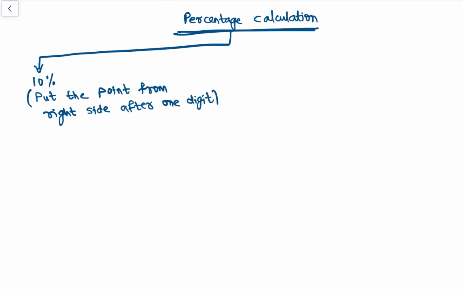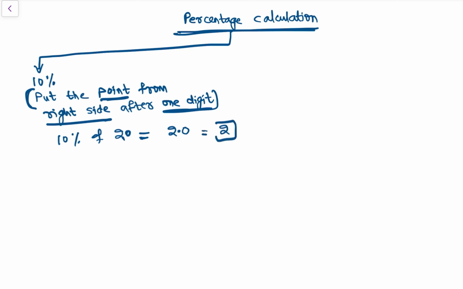Let's understand what this means. Say 10% of 20. So put the point from the right, after one digit. So after one digit, starting from the right, 2.0. 2.0 is nothing but 2. So 10% of 20 is 2. ठीक है, point रखते हैं तो 2.